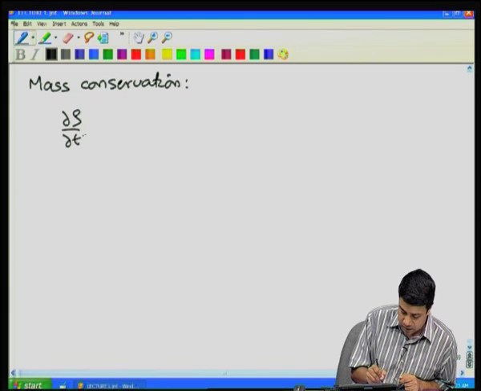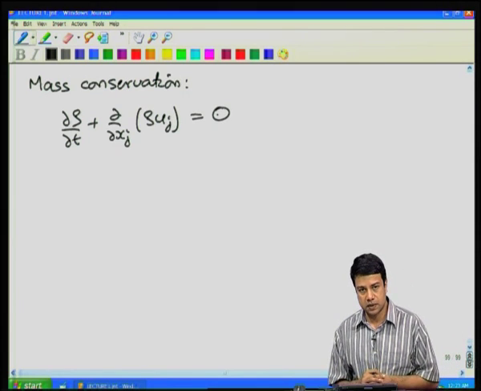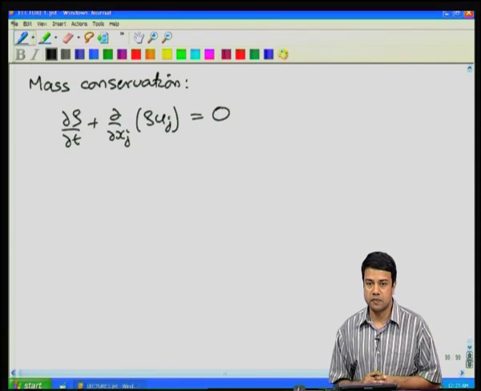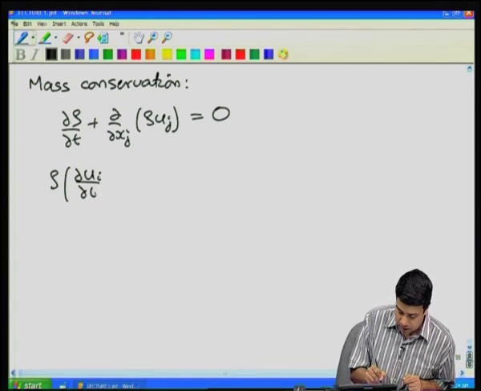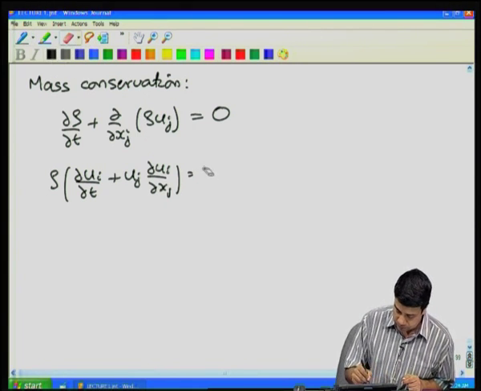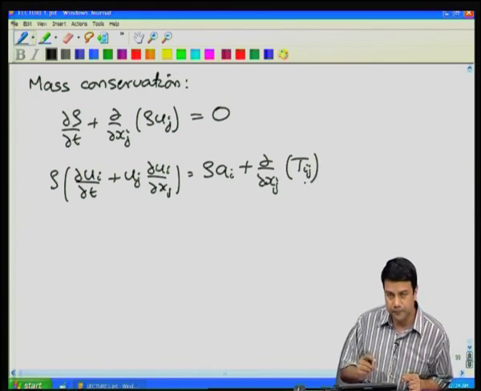Partial rho by partial t plus the divergence of rho u is equal to 0. Okay. Momentum conservation equation can be written one of two ways. The simplest way to write it is rho times partial u_i by partial t plus u_j partial u_i by partial x_j is equal to minus rho a_i plus partial by partial x_j of T_ij.